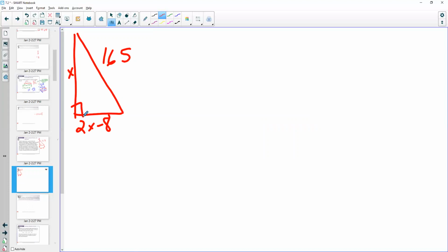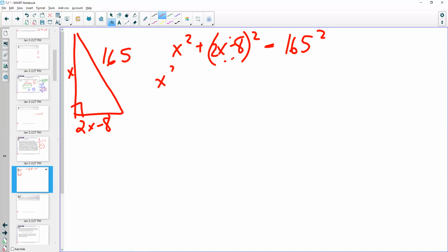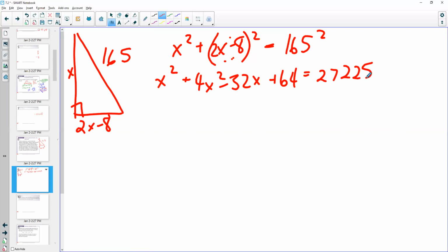This is a right triangle. They went south and east. So I can use Pythagorean theorem here, okay? So I can do x squared plus, a squared plus b squared, 2x minus 8 squared equals c squared, 165 squared, okay? What I have to do is FOIL that 2x minus 8. So I'm going to get x squared plus 4x squared minus 32x plus 64 equals a big number, 27,225. All right, this is just numbers now, right?